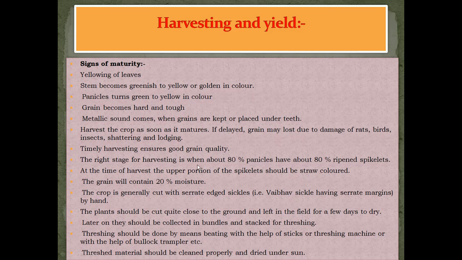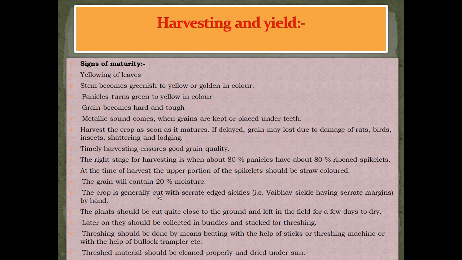Then the right stage for harvesting is when about 80% of the panicle have about 80% of ripened spikelets. At the time of harvest, the upper portion of the spikelet should be straw color. Here we can see this is the importance of the right stage of rice harvesting, that is 80% of the panicle have 80% of ripened spikelets, and the moisture percentage in the grain content should be 20%. If it is more than 20%, then there is no need to harvest the rice crop.